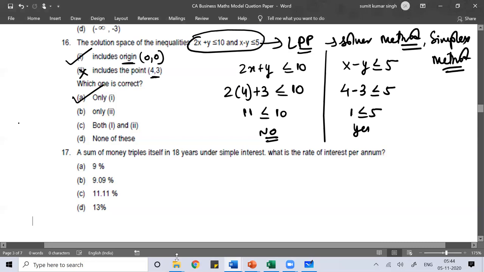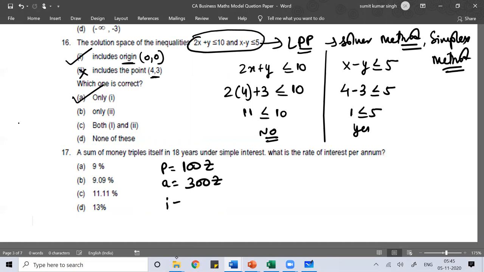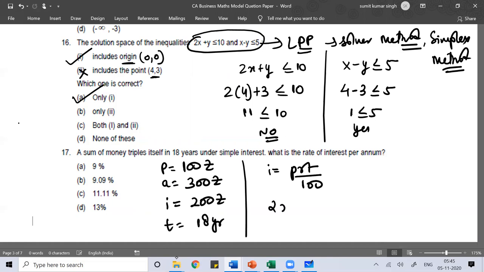Fine. Question number 17: a sum of money triples itself in 18 years at simple interest. What is the rate of interest? Let my money be 100 rupees. It gets tripled, meaning it becomes 300 rupees. So how much interest am I earning? I'm earning 200 rupees of interest, and the time given here is 18 years. So you apply the simple formula P into R into T by 100. The interest is 200, the principal is 100, into time 18, into R by 100.